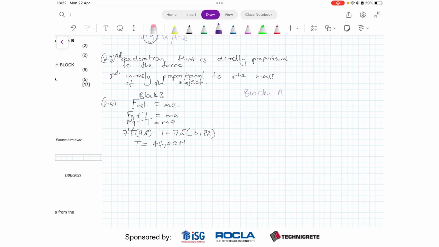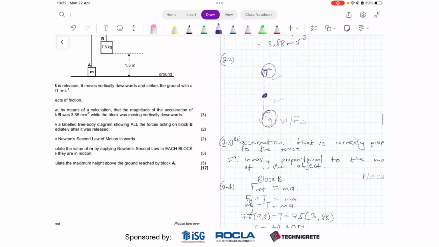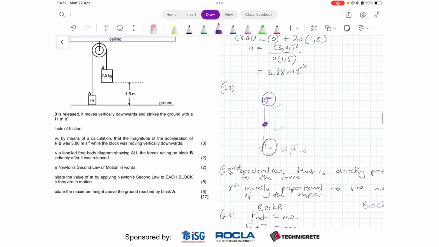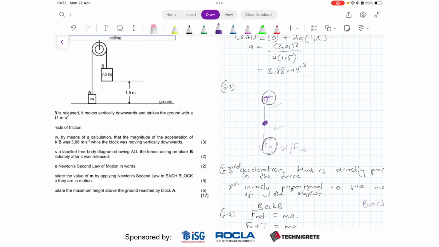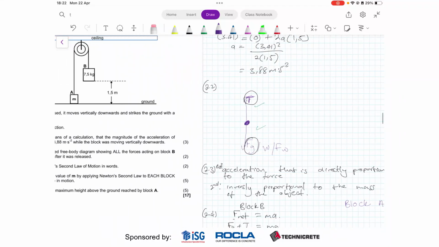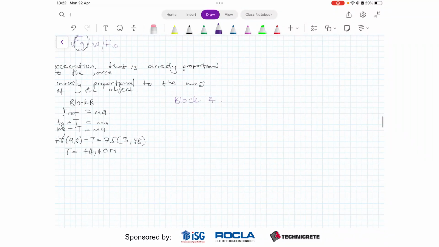to block A. Okay? Now let's start off by drawing a free body diagram for block A while it's in the air, the same as block B. Block A, while it's in motion, has the tension force acting on it as well as the force of gravity. Tension and gravity. So that means for block A, similarly, F net equals ma.